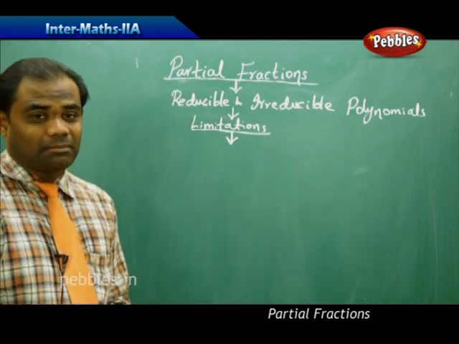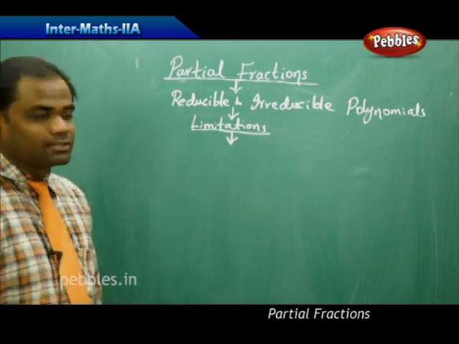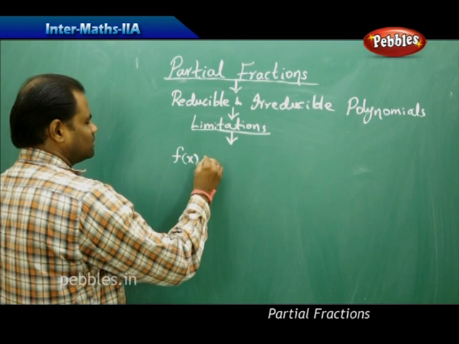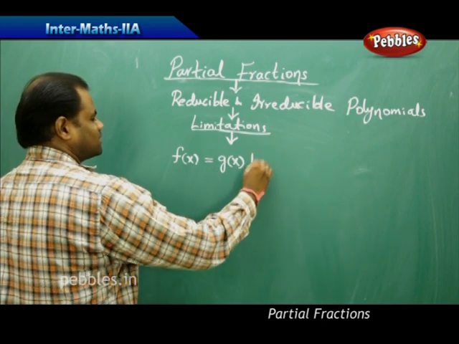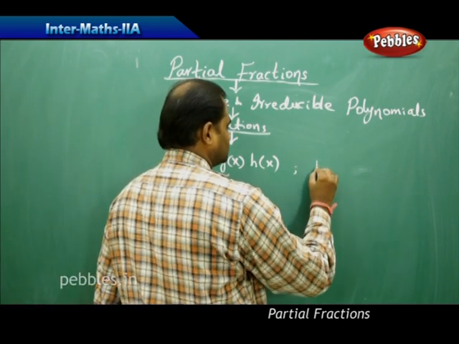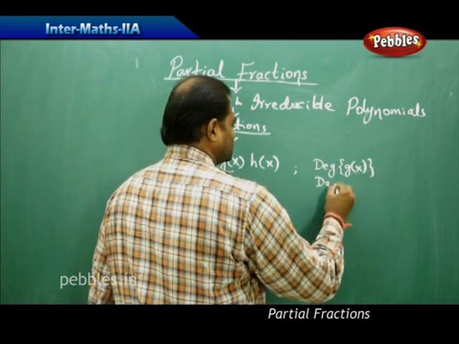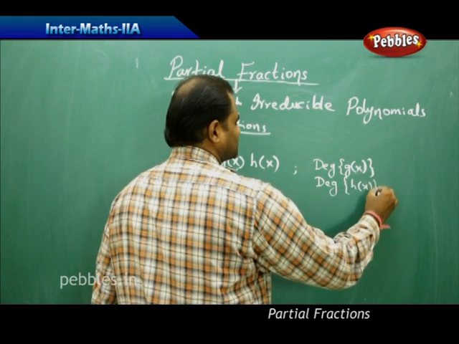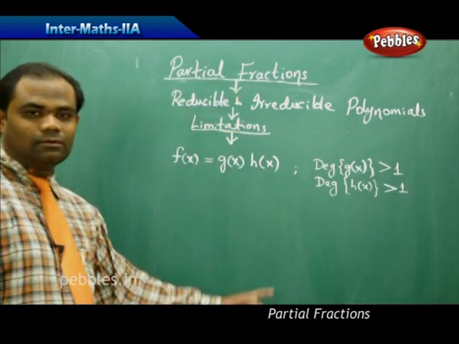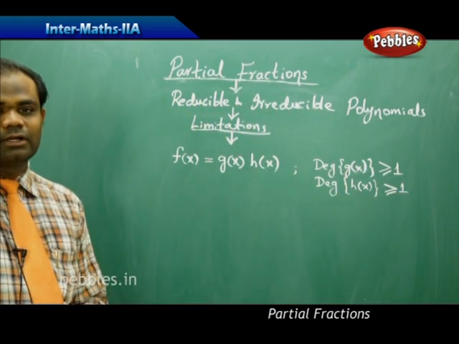So now that we have discussed reducible and irreducible polynomials, we have some limitations which we consider here. That is, if my function f of x is reducible to the form g of x times h of x, then the condition is that the degree of g of x and the degree of h of x must each be greater than or equal to 1 at the least, and cannot be degree 0.